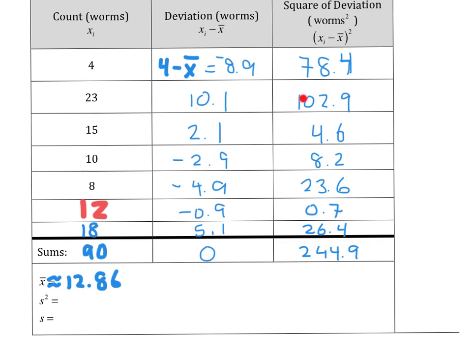Alright, so now we square each of these. So notice that the larger looking differences, this one it has an 8.9 distance, it is weighted so much more. This is a 10.1, so it's weighted very much. But this one right here has a very small difference, so it has not much weight on the square of deviation. So this is kind of like a weight. It provides more weight to the larger numbers. That is, the numbers that are farther away from the mean.